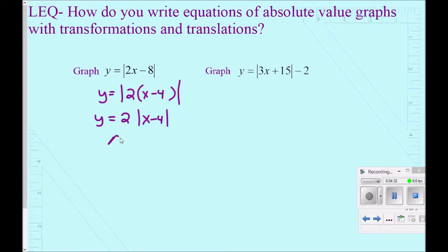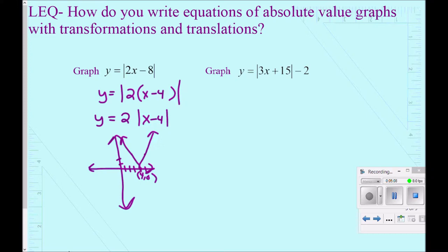So let's go ahead and make ourselves a coordinate plane and plot it. So 4 to the right, I'm going to plot that point, and I'm going to have a positive orientation with vertically stretched. So that means I'm going to rise 2 and run 1, and rise 2 and run 1 the other direction. And there is my absolute value graph, and it has a vertex at 4, 0.